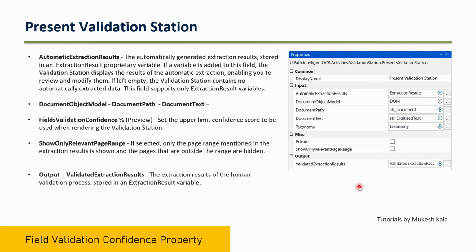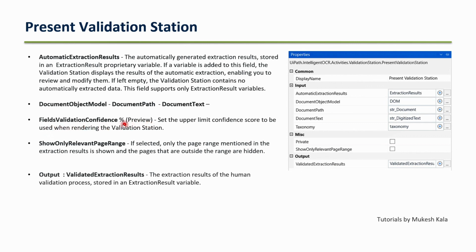Now here I want to tell you a very important and interesting feature of the present validation station. In case you are using the latest version of the activities package, you might have an additional field here, which is the field validation confidence, that is still in preview. This is the same thing which I told you to write by logic, by just writing that percentage. You just set the percentage level, 0.25, 0.23, 0.24, and based on that the validation station would be shown or hidden. So you don't have to write that complete logic.